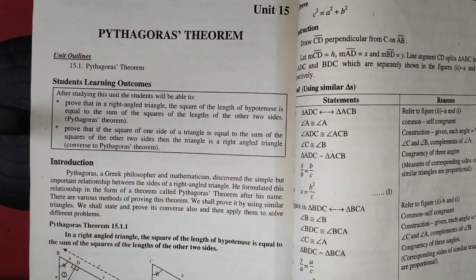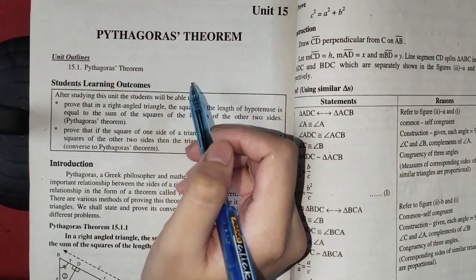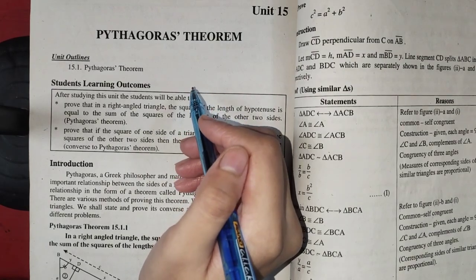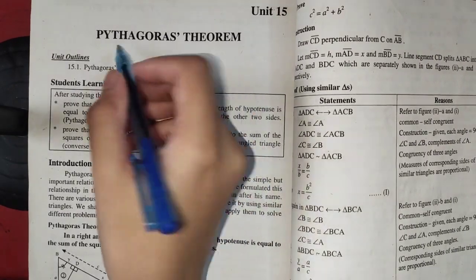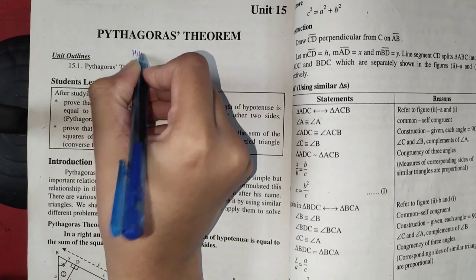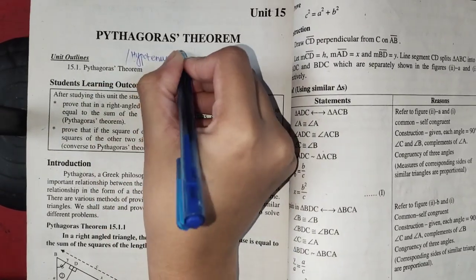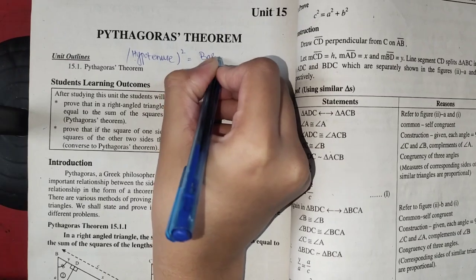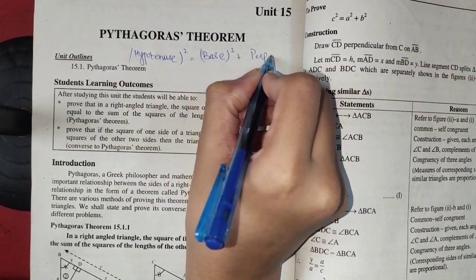Let's move towards our unit number 15, which is Pythagoras theorem. In this chapter you will also learn about theorems related to Pythagoras theorem. The Pythagoras theorem states that hypotenuse square is equal to base square plus perpendicular square.